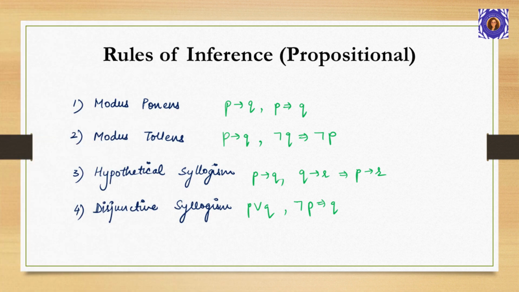Rules of inference help us derive conclusions from premises. These rules are essential for constructing logical arguments, and let's look at some examples like modus ponens, modus tollens, hypothetical syllogism. These rules help us build logical arguments and derive conclusions.